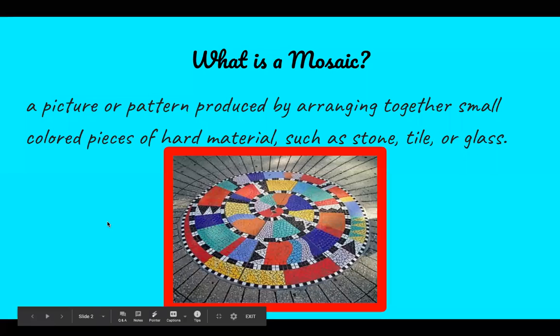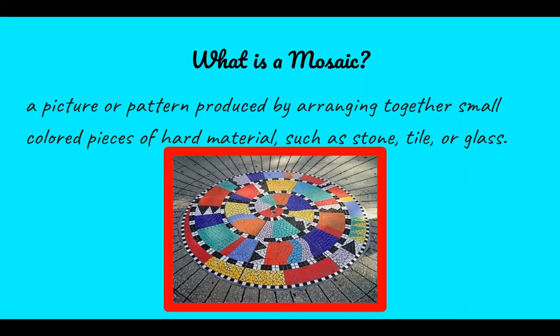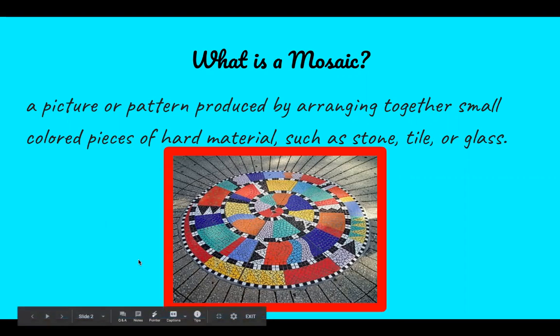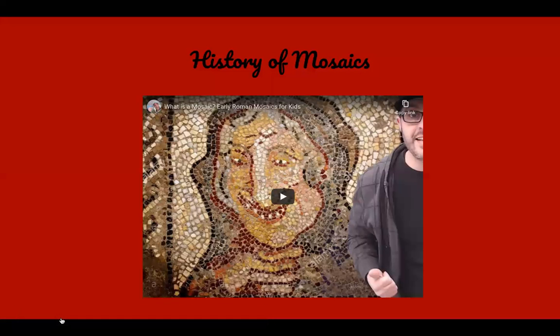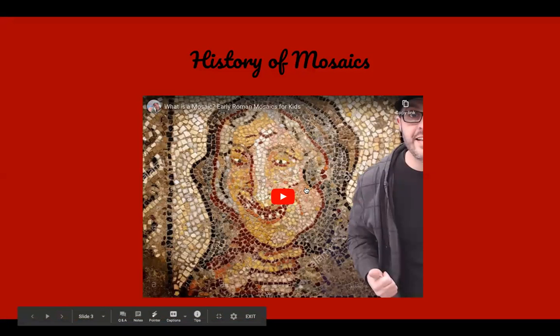So what is a mosaic? It's a picture or a pattern produced by arranging together small colored pieces of hard material such as stone, tile, or glass. And I'm going to show you some examples. Here's an example of one that's kind of abstract, but there are mosaics that are of specific people. They're recognizable. Here's just a short video that tells you the history of mosaics that I want you to watch.